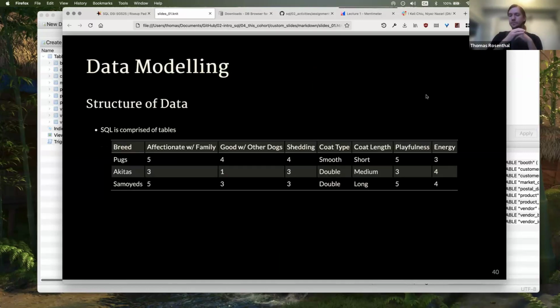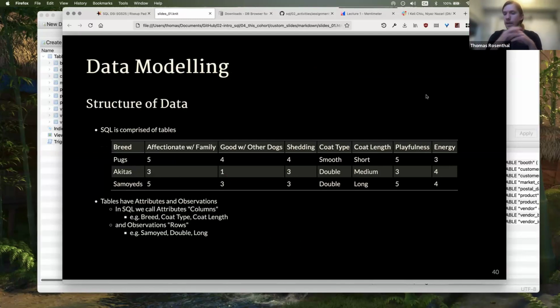So the structure. I've said SQL is comprised of tables. Here's a table, dog breeds. Tables have attributes and observations. In SQL, we call the attributes columns. So breed, coat type, coat length, and observation. These are your rows. So Samoyed, they have a double coat and long hair, right? Our databases require these tables to be named. We could call this breed underscore traits or breed traits, whatever you want, breeds.